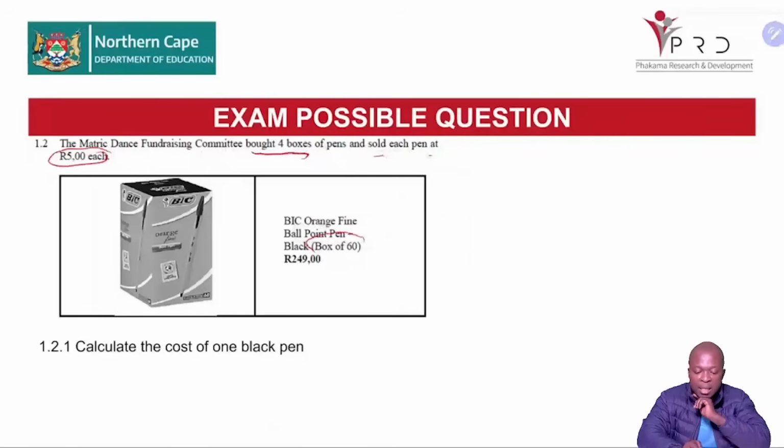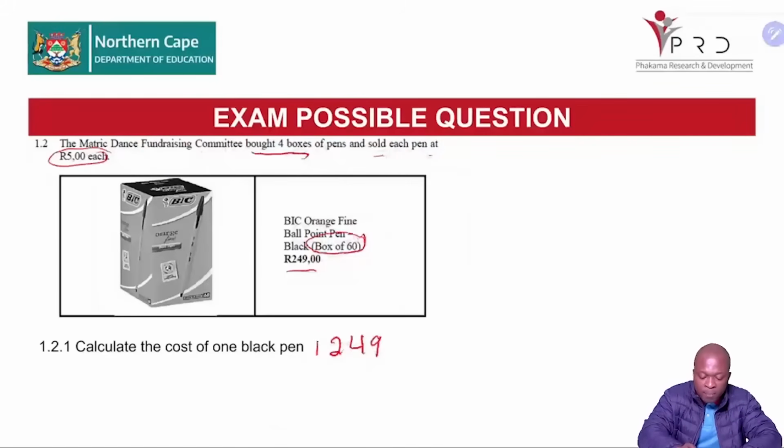How many pens are in there? There are 60. And we paid how much? 249 rand. So the examiner is saying, calculate the cost of 1 black pen. In this case, you are going to take that 249 rand and divide it by how many pens are there? 60. Then you write your answer.